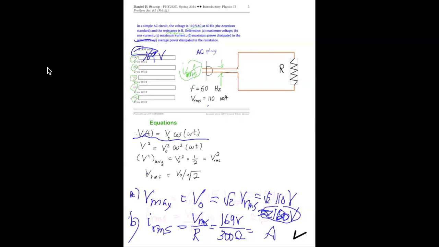So that's like 1.6 over 3, call it 0.5 or something. So this is something like 0.5 amps. Roughly. I mean, do it accurately with your calculator. So that's part B. Now, there are two more parts. Maximum current, power dissipated in the resistance, and average power dissipated. So you got three more parts here to do.